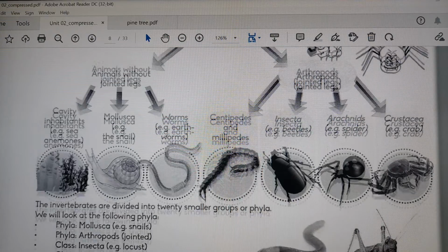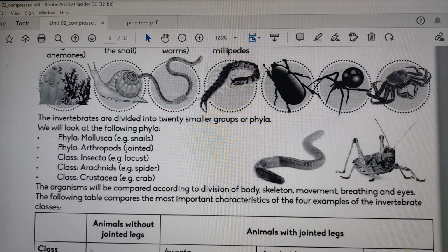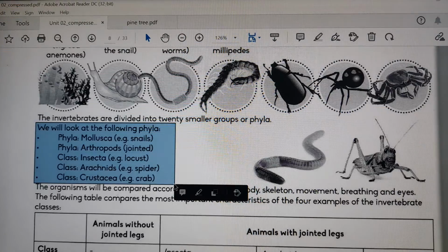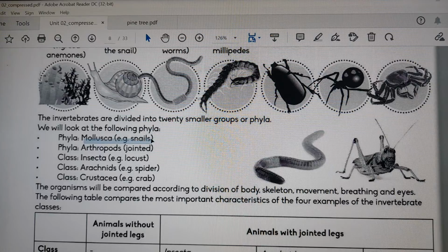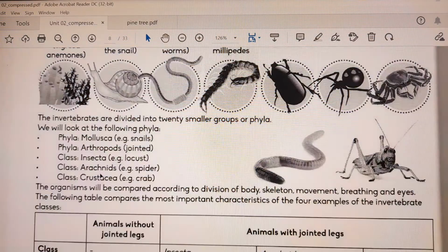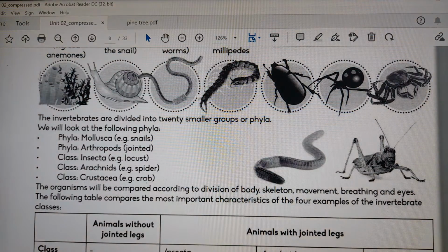This is very important: don't take everything, just focus on the ones that they say we are going to look at. So we are going to look at two groups. One without jointed legs, mollusca, and snails. And then with jointed legs, arthropods, and our examples are insecta, locust; arachnids, spider; and crustacea, a crab.